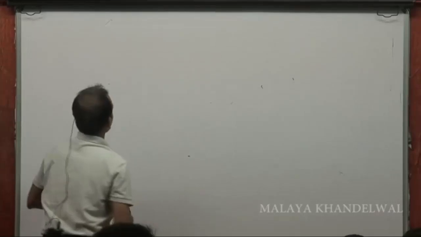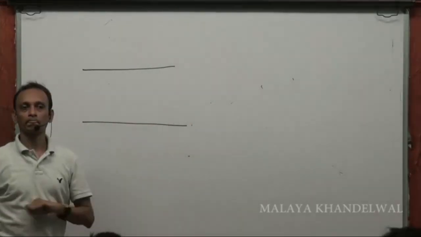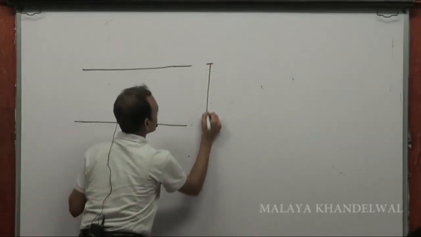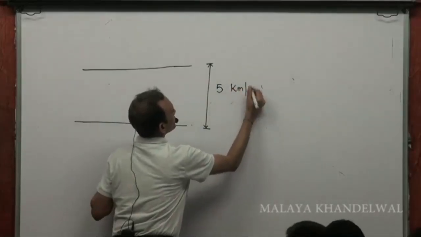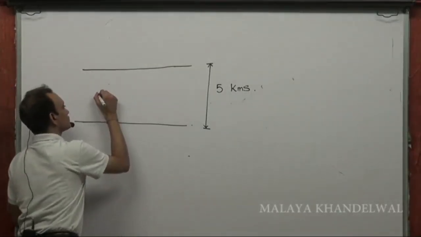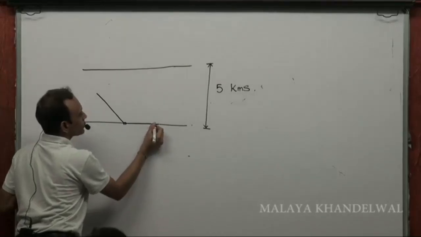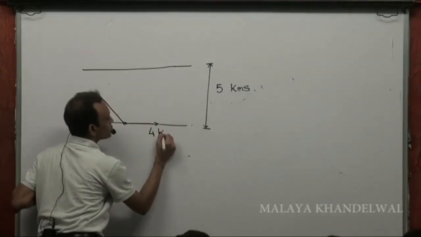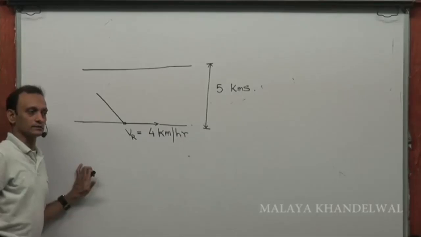Now, say this is a shore, 5 kilometers in width. And the river flows, obviously horizontally, with a velocity of 4 kilometers per hour. Let's say that's the velocity of the river, parallel to the shore, 4 kilometers per hour, right?